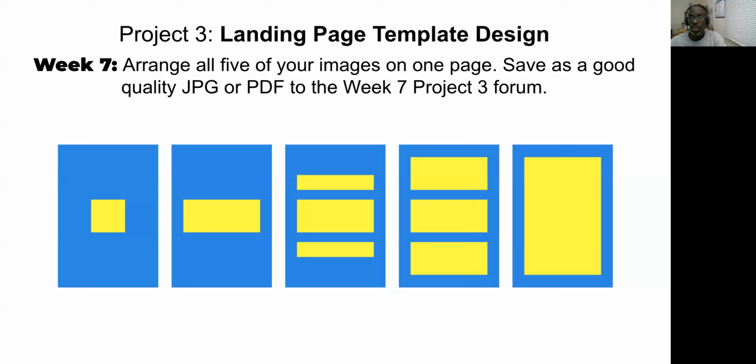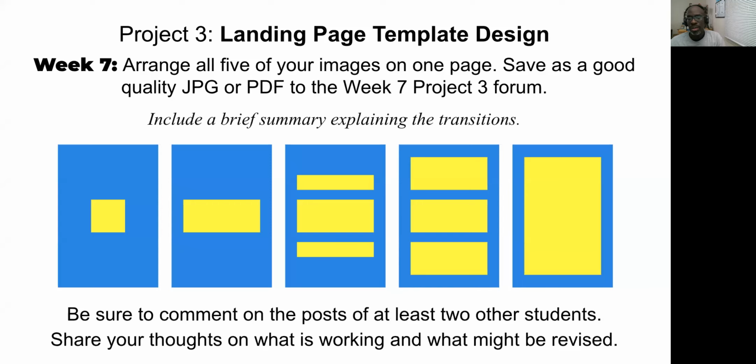All 5 images, you want them on one page, so of course we can see everything in line. Save them as a good quality JPEG or PDF. You can do this through Photoshop, or you can do it in something like InDesign or even Illustrator, but you want a nice, clean, neat presentation that shows the transition. Include a brief summary of the transitions, just explaining this is happening here, this is happening here, and to give a very good overview of what's happening. And so this is what you want to submit.